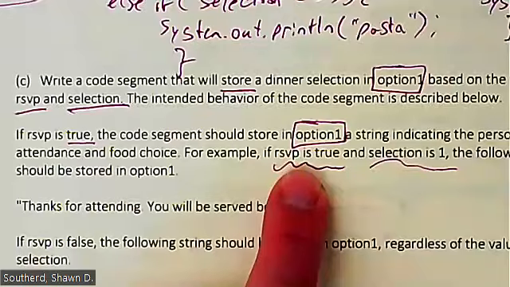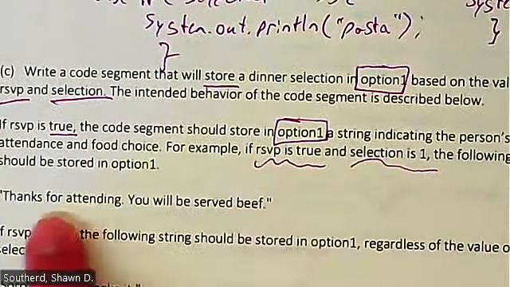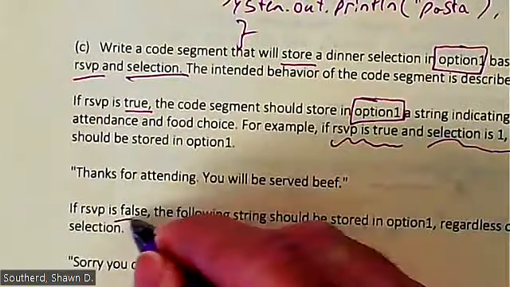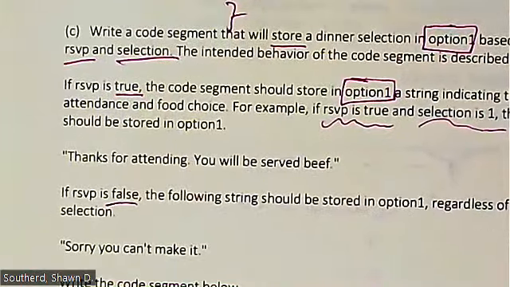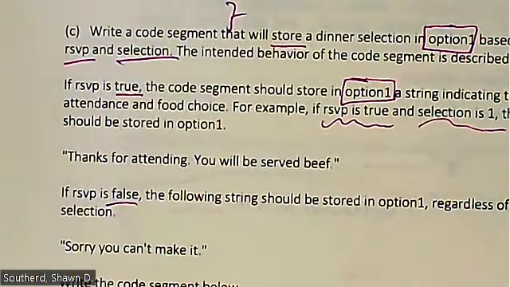If the RSVP is true and our attendee selects one, then I need to display this text: thanks for attending, you will be served beef. If they're not going to be there, we obviously don't want to tell them thanks for attending, because they're not. Basically, we just say, sorry, you can't make it. So we have to evaluate criteria where RSVP is true and one where it's not.